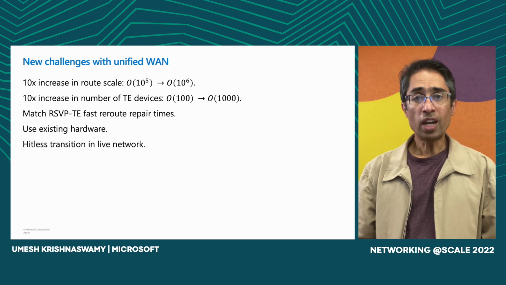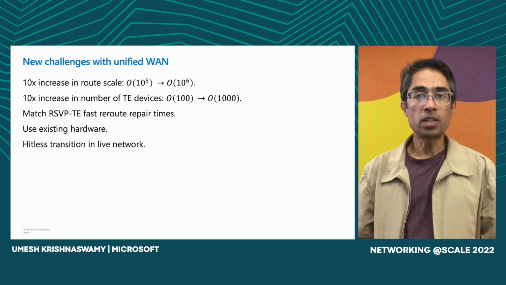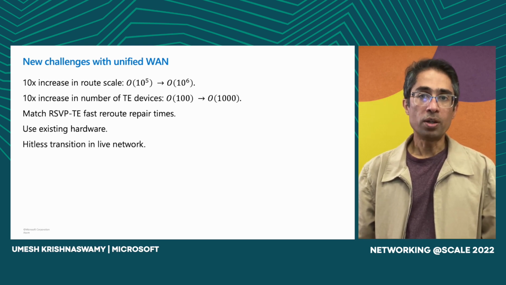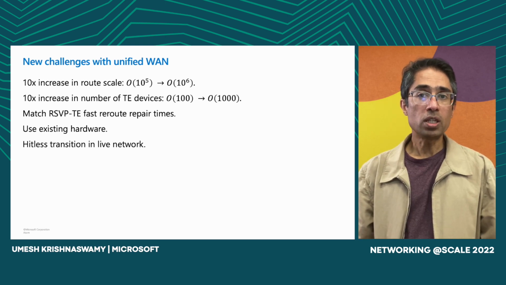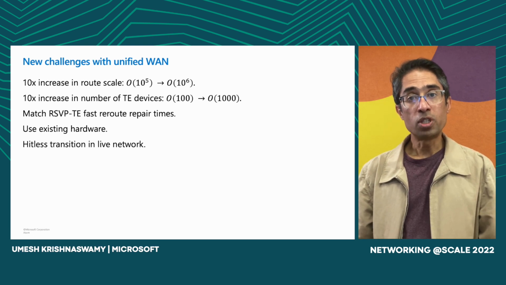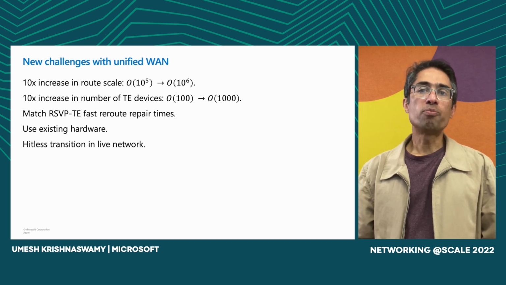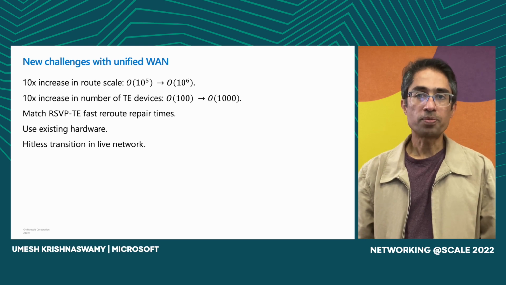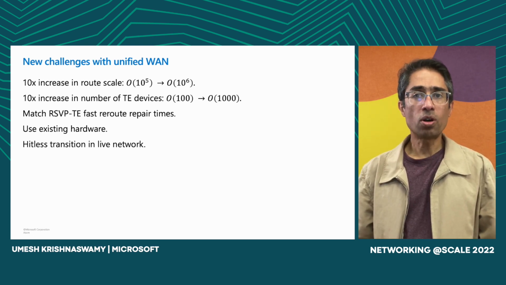But traffic engineering a unified network is much harder than an inter-datacenter network. For one, the controllers have to contend with 10 times more devices and routes. RSVP-TE is very good in fast reroute, and applications depend on that. With Swan, we had the luxury of building a new network from scratch. But OneWAN has to be an in-place conversion of Swan and core, because otherwise the costs would be astronomical.